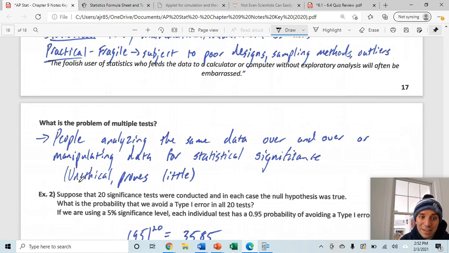The problem with multiple tests is that people analyzing the same data over and over are manipulating the data in order to find statistical significance. Lots of times, you have to be careful about the person who's doing the research. Did they do something that might affect the data so they could just increase their test statistic and show statistical significance? Okay, oftentimes that results in unethical behavior and proves very little. So it's always important to look at the study design, look further into the research and not just look at the p-value alone, because it's easy to manipulate that p-value or that significance level in order to provide evidence to reject the null hypothesis and therefore have evidence of the alternative. I know there's a lot here.